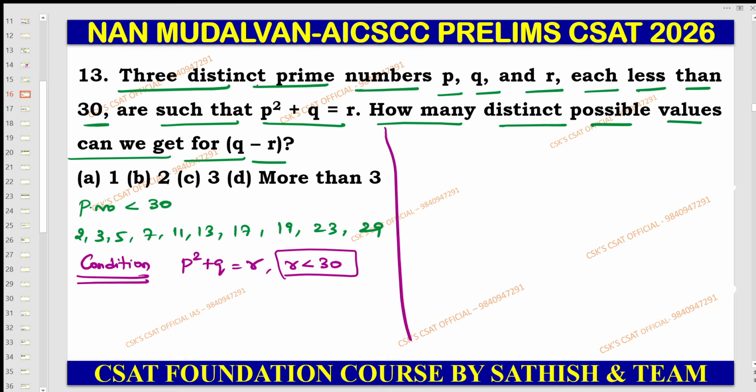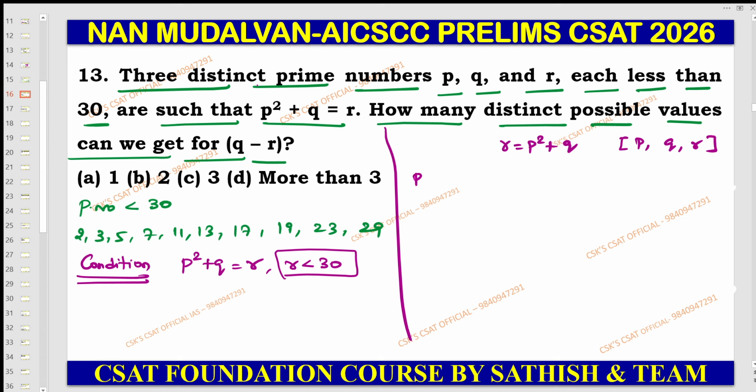Now, very important. How many distinct possible values can we get for Q minus R? Q minus R. Now, try to understand here. It is provided here that R is equal to P square plus Q. Right. Let's take here possible P, Q, R.